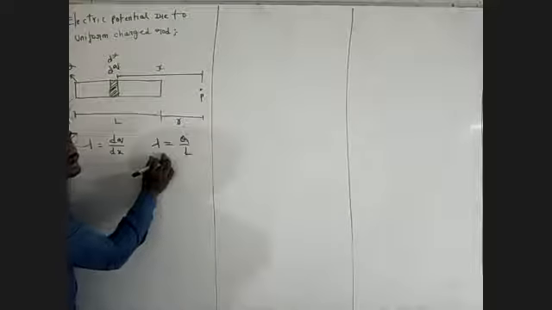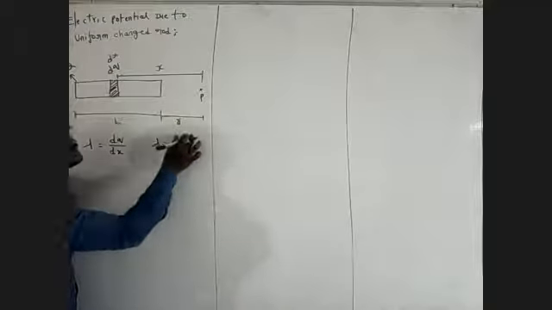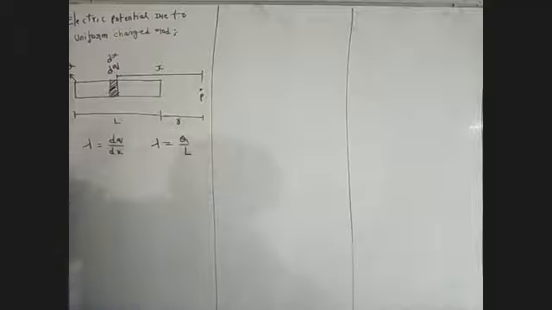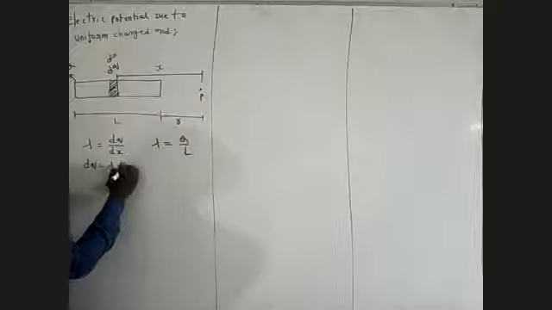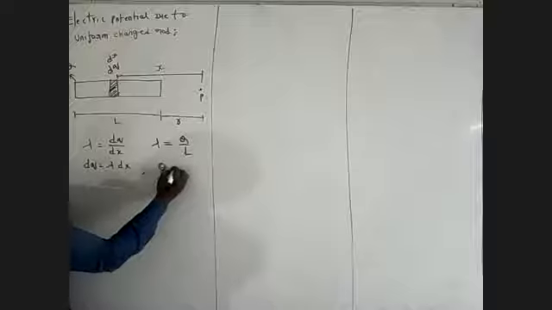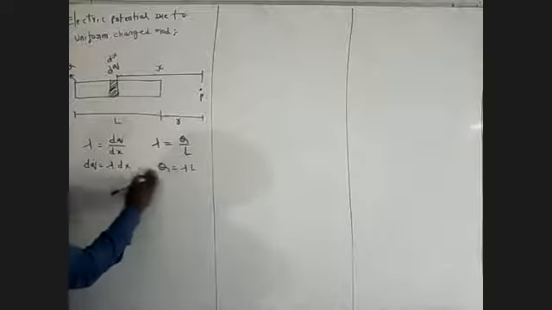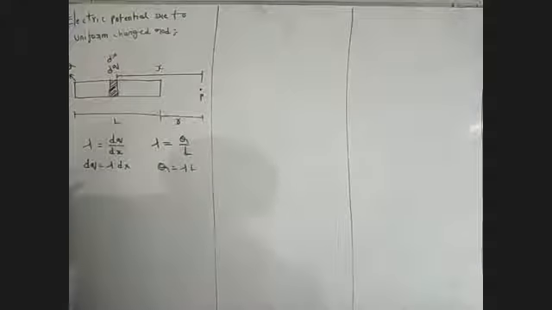The linear charge density is the total charge divided by the total length of the rod. So dq is equal to lambda dx, and Q is equal to lambda L.